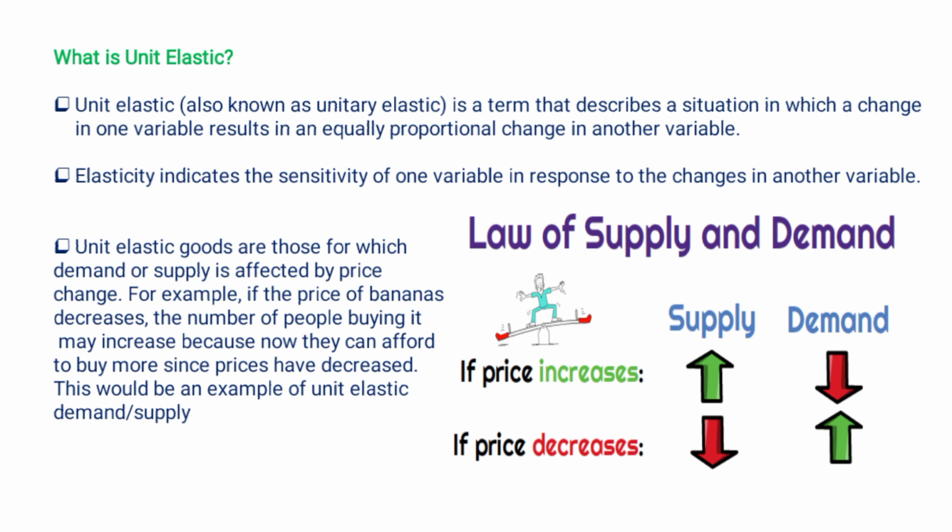For example, if the prices of bananas decrease, the number of people buying them may increase because now they can afford to buy more since the prices have decreased. This would be an example of unit elastic demand or supply. Here is a small diagram which shows the law of supply and demand.